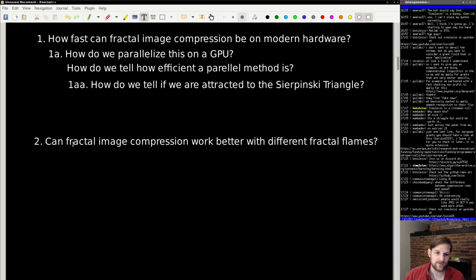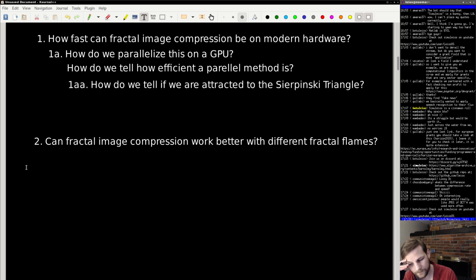Okay, so now we're going to move on to question number 2. Can fractal image compression work better than with different fractal flames? I guess this will be actually a third topic entirely, but, oh shoot, I just lost it. What was that other topic that I was going to talk about? So we talk about the distance metric from the individual point.